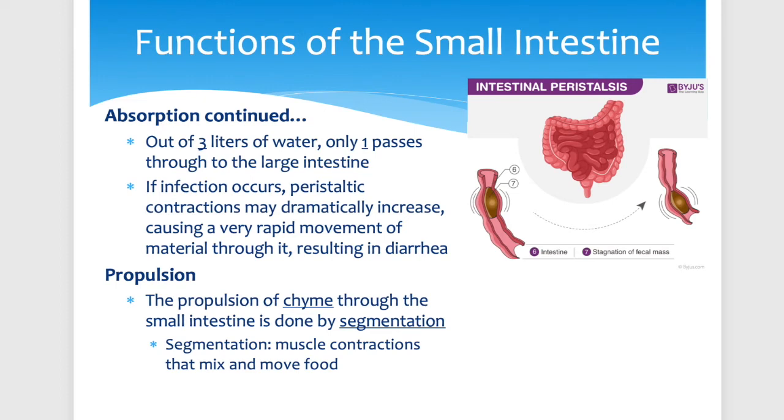So that's your body's way of getting rid of something you've eaten that could potentially cause you harm. Continuing with absorption, I'll repeat that here because it was a little hard to see on the other slide. Out of 3 liters of water, only 1 passes through to the large intestine. And the next and final function of the small intestine is something called propulsion. Chyme is propelled through the small intestine through what we call segmentation. That's going to include peristalsis, so muscle contractions that mix and move food.